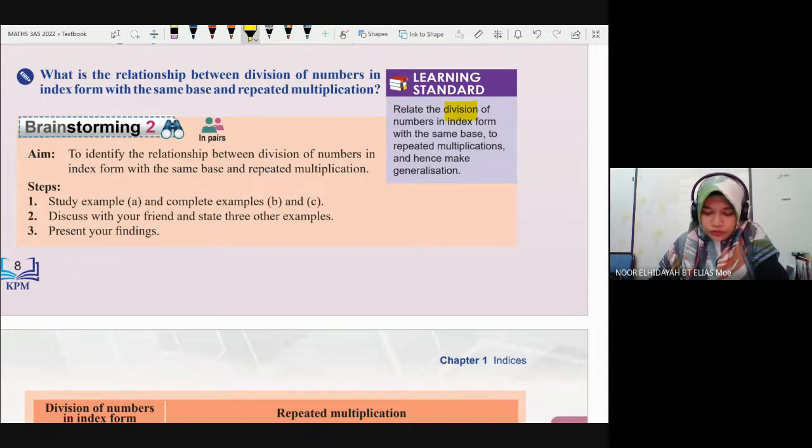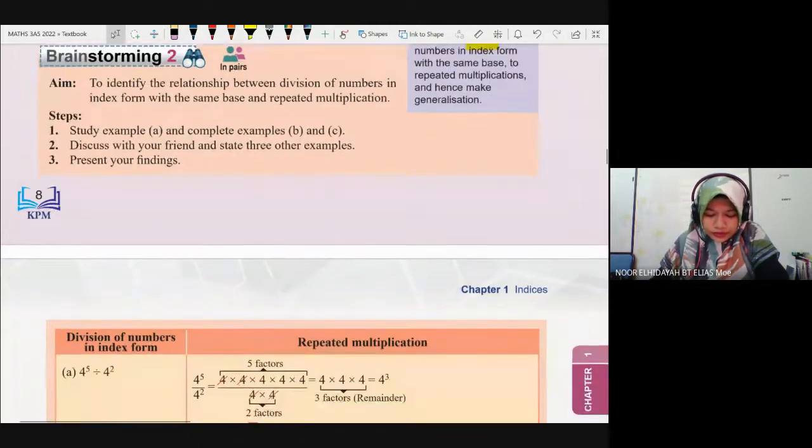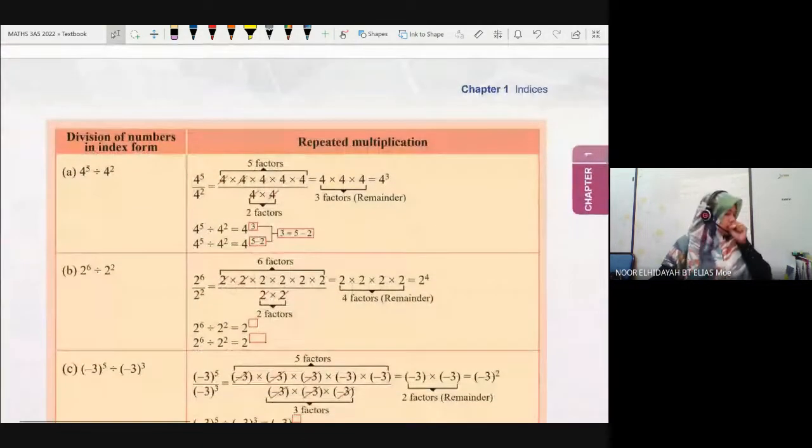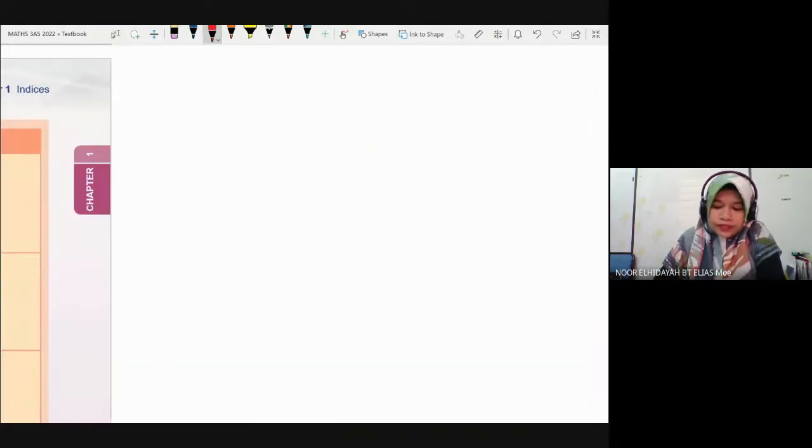Alright, refer to your textbook page 8, the brainstorming 2. Alright, look at the example given. Okay, it involves divisions of index form with the same base, 4 to the power of 5 divide by 4 to the power of 2. Alright, when you learn the algebraic, okay, masa awak belajar algebraic, contoh, you learn x to the power of 5 divide by x to the power of 2.